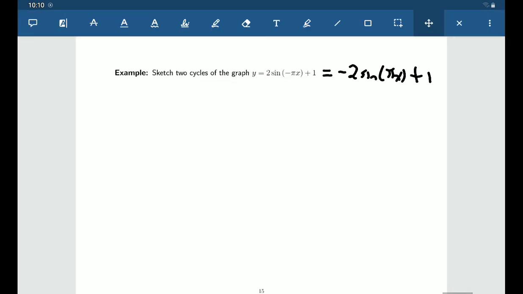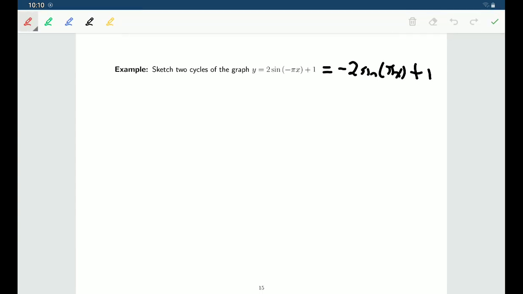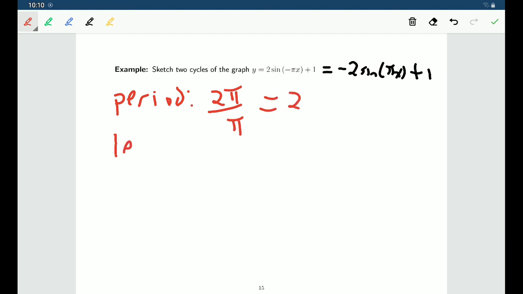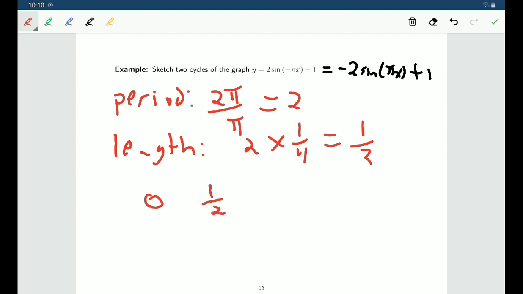Good. So as far as the period goes, for the period, we are taking 2 pi and dividing it by pi. So in other words, the period is 2. And so for length of subintervals, that would be taking that period of 2 and chopping it into 4 equal-sized pieces, or 2 times a quarter, which is a half. So that means that your tick marks are going to be 0, a half, 1, 3 halves, and 2, each time going up by 1 half. And those, of course, those are our x values.